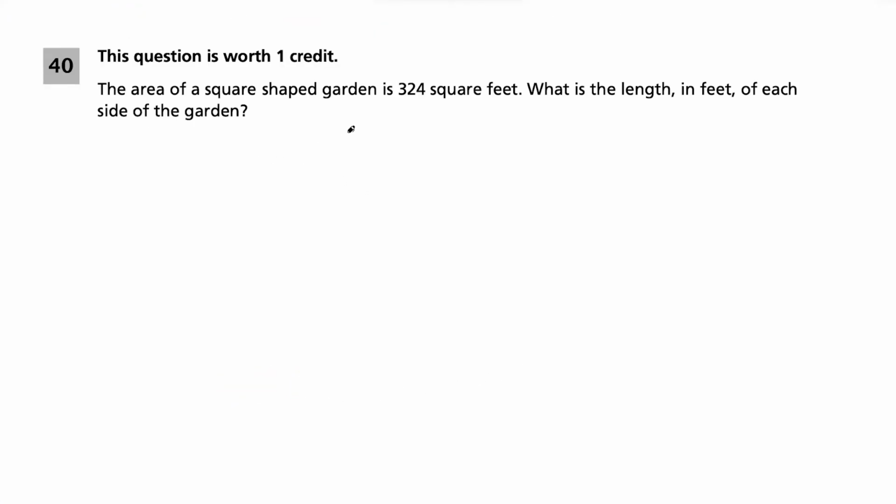Question 40: the area of a square-shaped garden is 324 square feet, and we want to know the length in feet of each side of the garden. For this one, if we want to draw this out, we can. So we have a square.